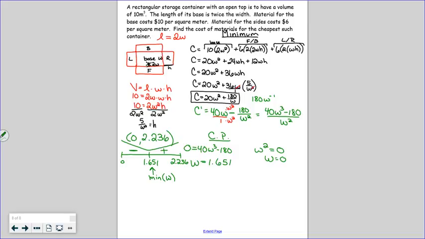But the question is, what's the cheapest this could be? So my answer is the cost. Guys, you have the cost in terms of W right here. All I have to do is go to my cost formula. I don't even have to find anything else out as far as length or height because cost is in terms of W here. Plug in 1.651.